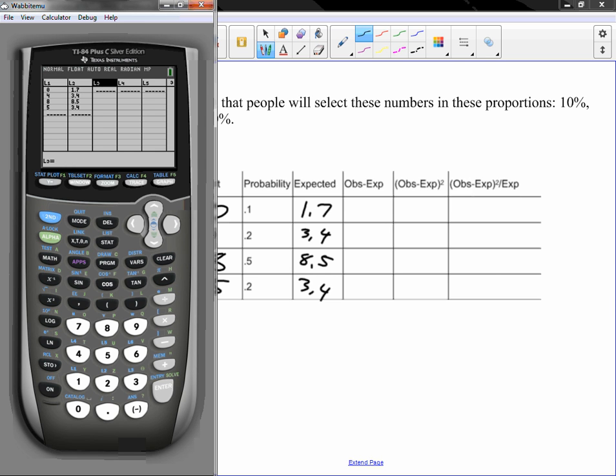Now for L3, what I'm going to do is try to get this. That's what I want out. Okay, so remember my observed was L1. L2 is expected. And what I want to do is get observed minus expected squared over expected. So for L3, I'm going to hit enter, and I'm going to do it in terms of my lists here. So observed minus expected squared.